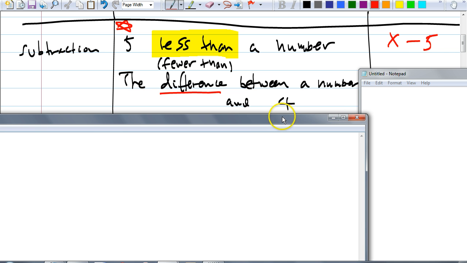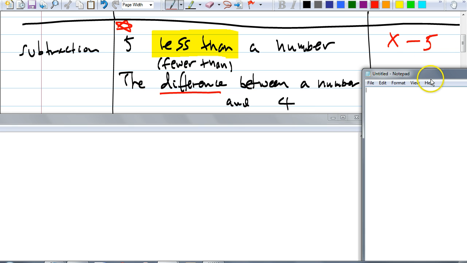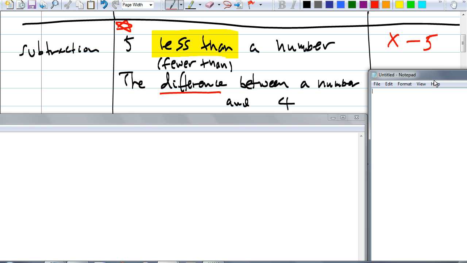So the difference between a number and 4. Now, do we need to reverse the order at all on this one? No. Okay. Go ahead, everybody, write down what you think this would translate to. I'll wait. Okay. Say it again. X minus 4. How many people agree? X minus 4? Okay, very good. You guys are correct.